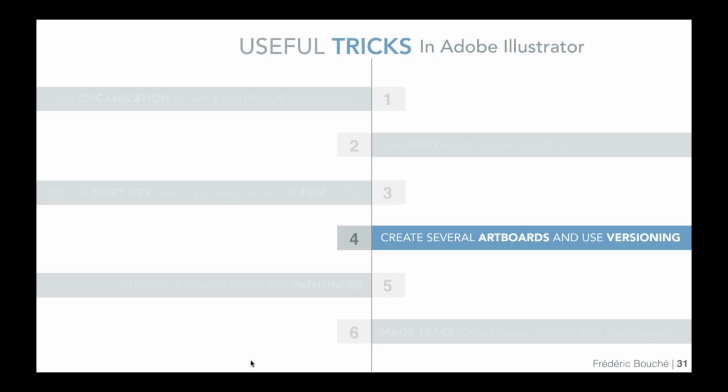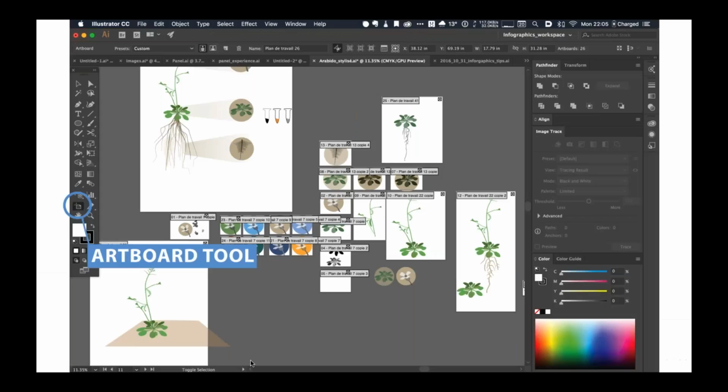One other main advice is to create several artboards and use versioning. So this is a typical type of artboard I have when I work. I did this a few years ago now, but these are Arabidopsis flowers, Arabidopsis rosettes, and stuff like that. And when I want to change a color, change something, try something that I will next erase, I usually duplicate my artboard. And this is made using the artboard tool, which is on the very, very left. So if you select this icon, and then you draw a rectangle, you will create a new artboard. So this is something that is very, very useful.